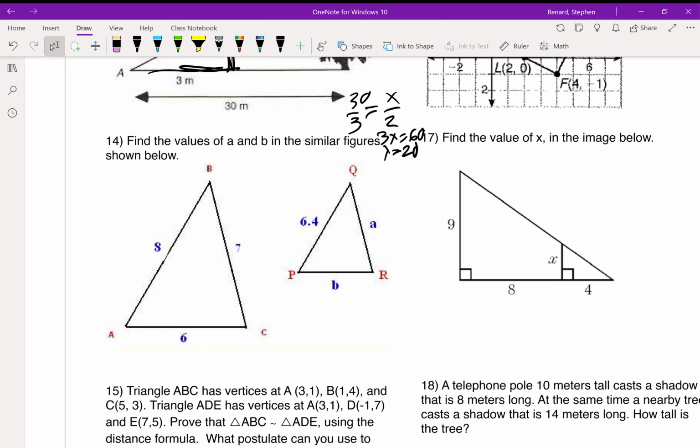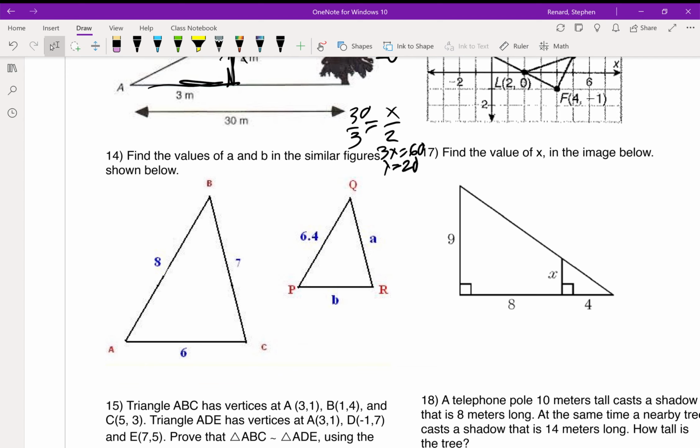Number 14, find the values of a and b. I'm getting nervous about this, so I'm going to stop this and save it and start the next one on point 4.